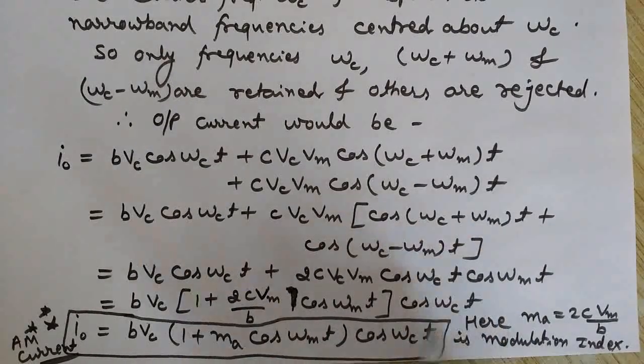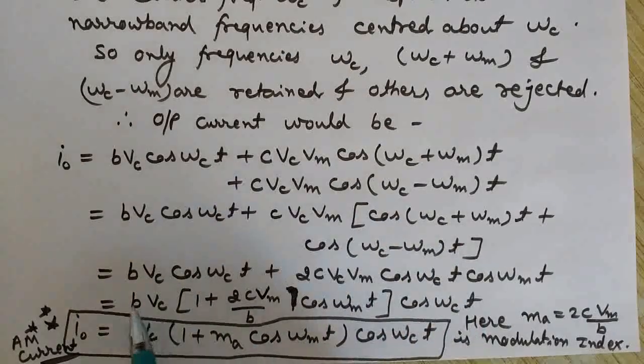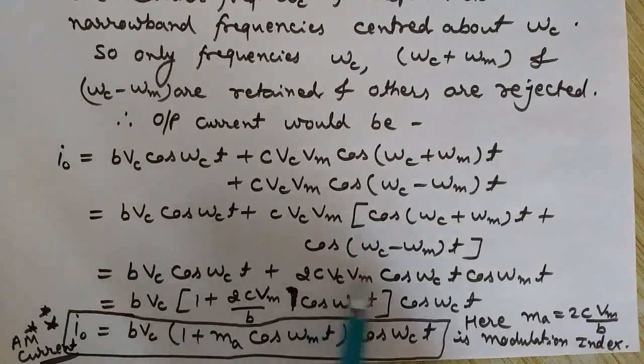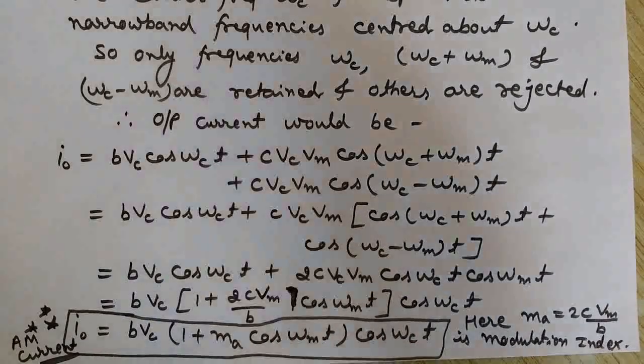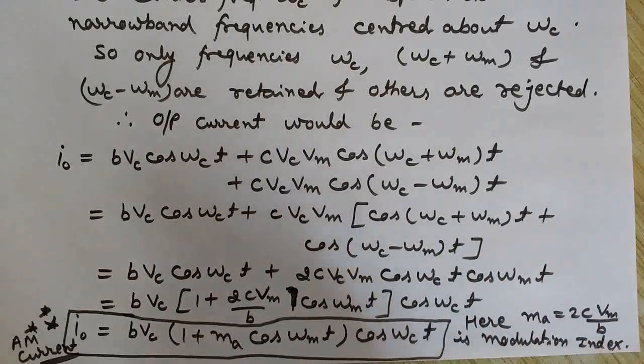Okay, now take BVC cos omega c t common from this expression. BVC cos omega c t is taken as common, so the expression becomes 1 plus this part divided by BVC cos omega c t because it has been taken common. So in the expression we will have 2CVM cos omega m t by b. Just take this part common, very easy. And here we will have BVC cos omega c t, and 1 plus 2CVM by b.